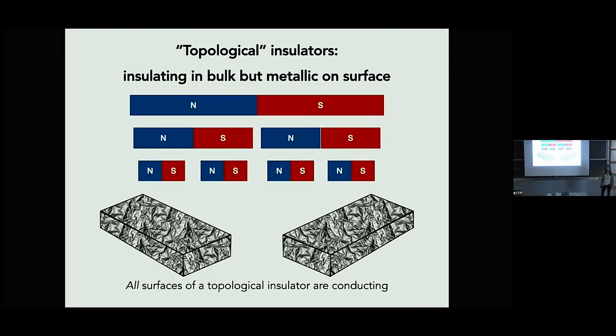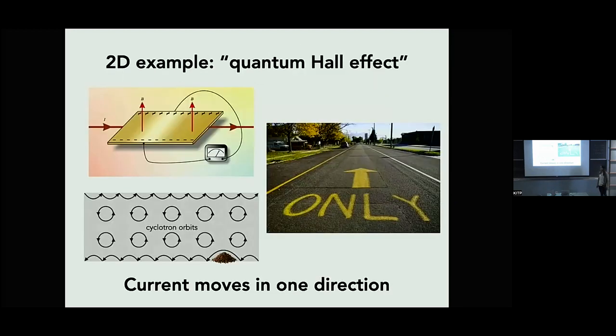So I can give a couple of examples of how this works. They're not examples that you've probably seen at home, but hopefully I can provide a few cartoons that motivate how this works. So the first example is called the quantum Hall effect. The quantum Hall effect is a phase of matter that exists in 2 dimensions.